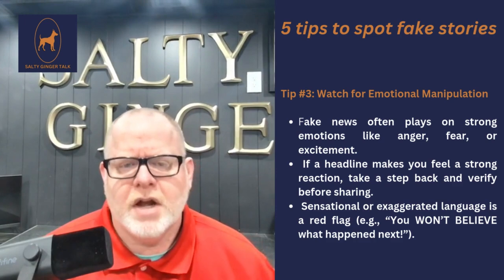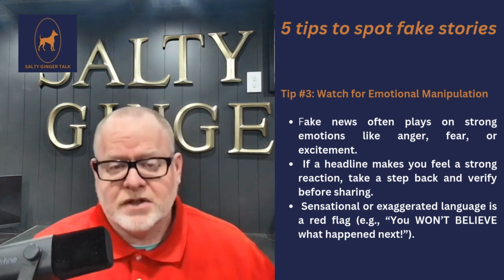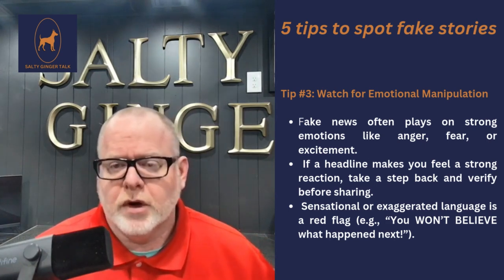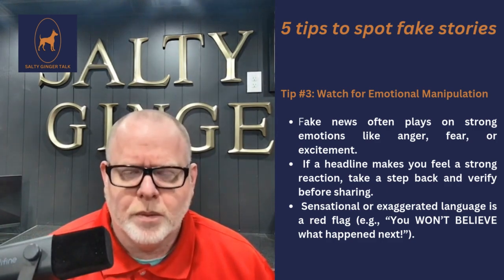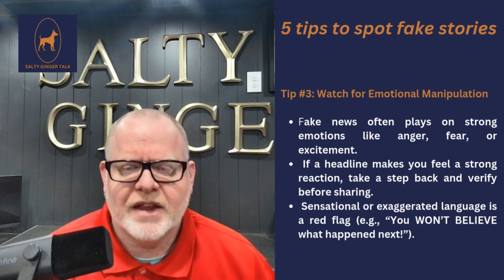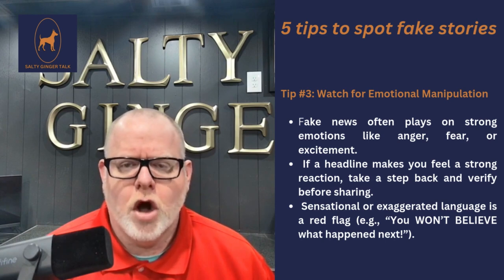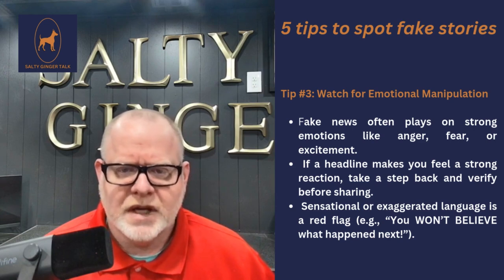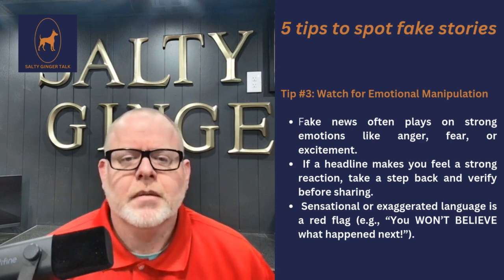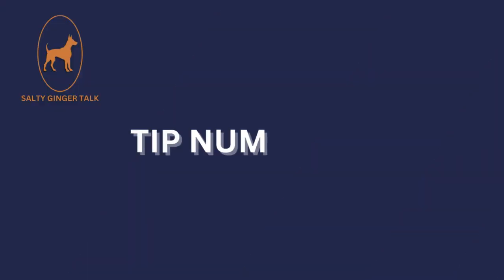And anyone that's trying to be a reputable news organization will report the facts. There's places for opinions. There's places for editorials, but they should be clearly labeled as an opinion piece or an editorial piece. If they're presenting it as a news story, it should just present the facts. Those strong words that elicit emotions have no place in an actual news story. So that's tip number 3, watch for emotional manipulation.